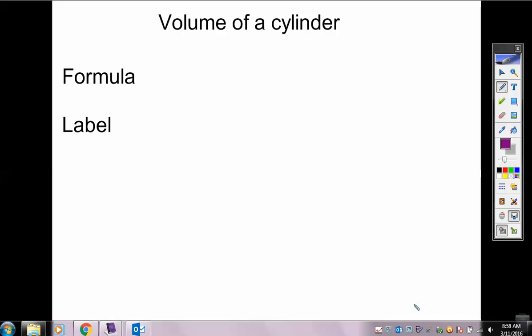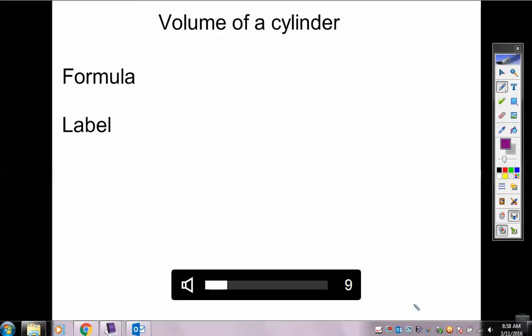Hello students, today we are going to learn about the volume of a cylinder.